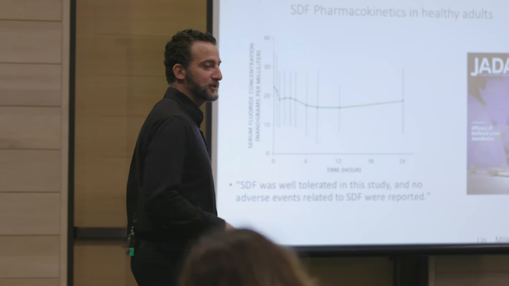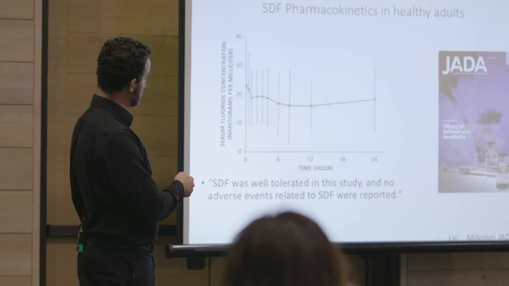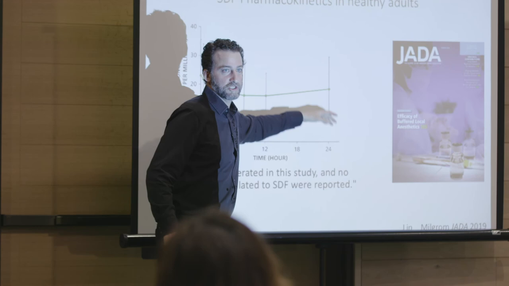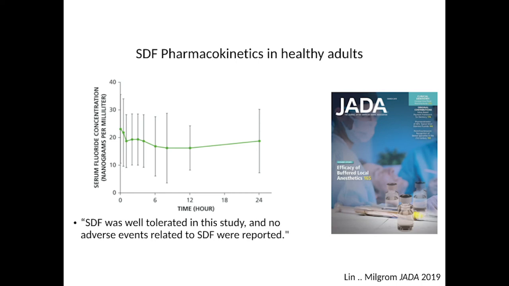How much gets absorbed into the body? This is where they took a bunch of healthy adults and treated their caries lesions with silver fluoride and watched the amount of fluoride in their bloodstream. This is baseline before they did anything. It did not significantly change. And if you look at the pattern, it looks like it decreased. I don't tell anybody it decreases, but it definitely did not increase the amount of fluoride in the bloodstream.